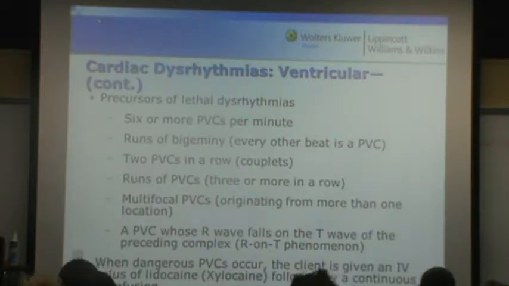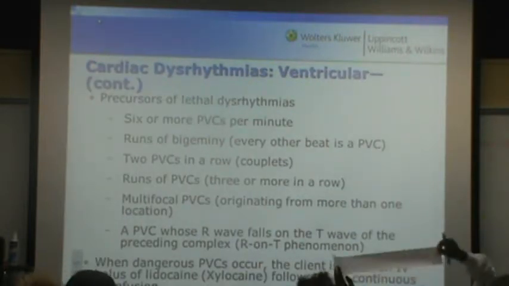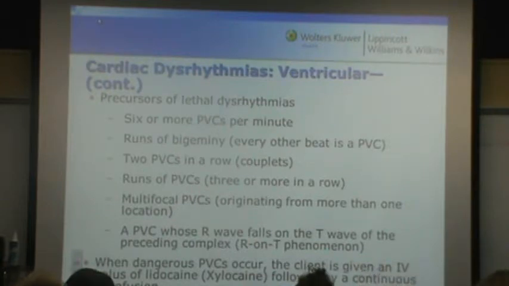All right. So here are some rules for PVCs that may lead to or indicate that we may experience a lethal dysrhythmia. Okay? They're having 6 or more PVCs per minute. If you look at the one that I just passed around, notice that's way beyond the 6 per minute.